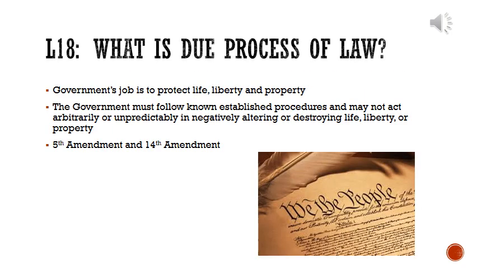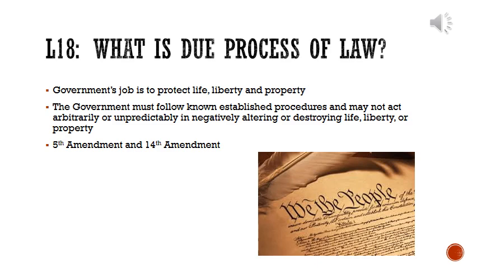Okay, let's talk about what is due process of law. It's the government's job to protect life, liberty, and property. So the government must follow known established procedures and may not act arbitrarily or unpredictably in negatively altering or destroying life, liberty, or property. That means the government cannot kill you just whenever it wants. Government cannot repossess your property whenever it wants. There has to be some type of reason.